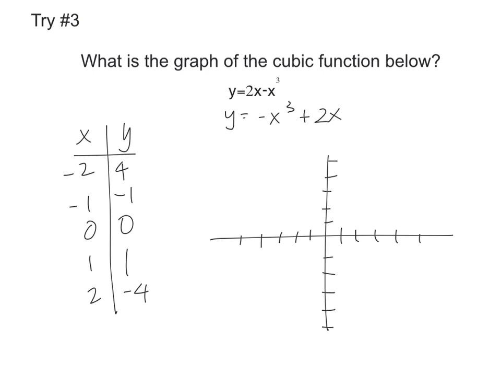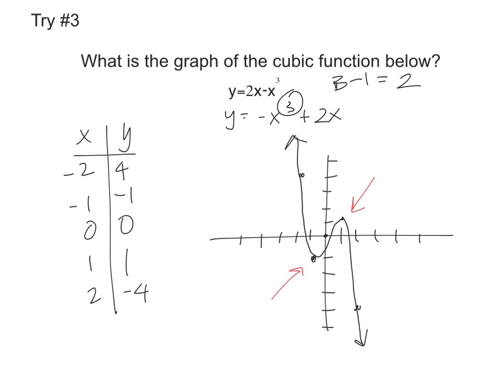All right, so here we go. That's negative 2, positive 4, then negative 1, 0, 0, 1, 1, and then 2, negative 4. And so what this graph is going to form is this shape here. And that actually makes sense because once again, this cube tells me that there are 3 minus 1 turning points. So there are 2 turning points, and that's what we see. There's a turning point here and a turning point there.